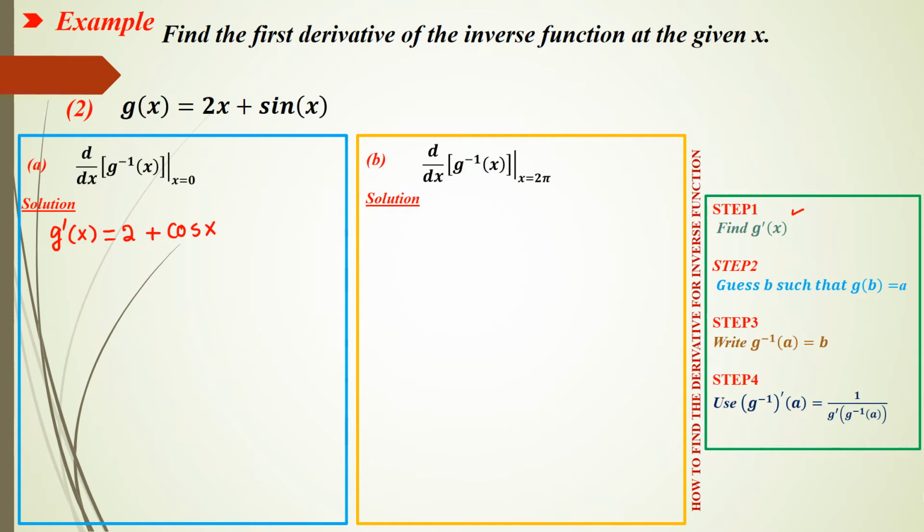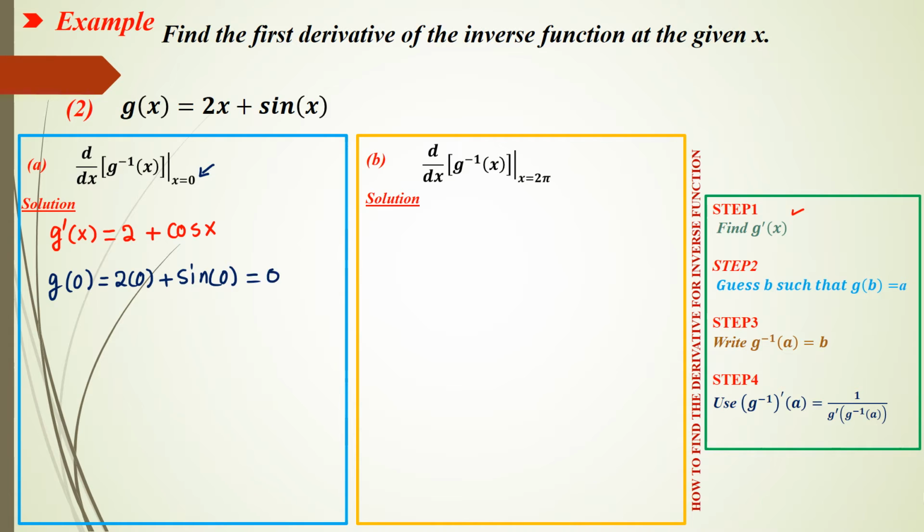Now in the second step, you have to guess a value of x that gives you 0. So by guessing, you can see that g of 0 equals 2 times 0 plus sine of 0.